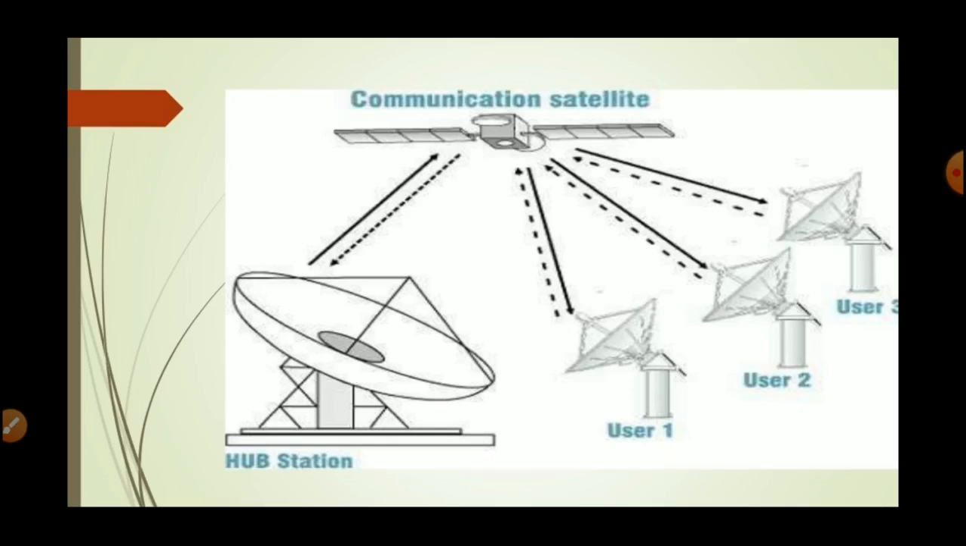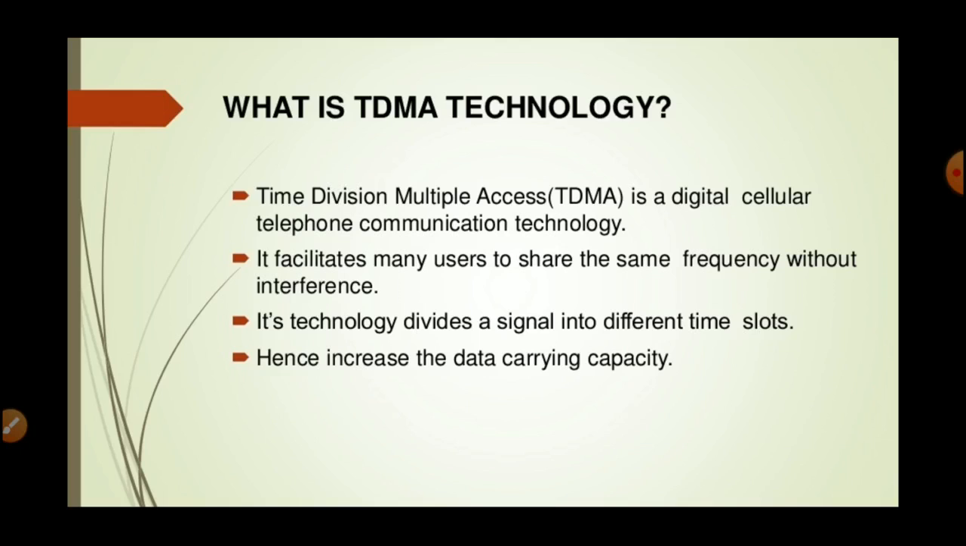Next one, time division multiple access. Figure shows communication satellites. One main is the hub station, user 1, user 2, user 3. What is TDMA? Time division multiple access is a digital cellular telephone communication technology. It facilitates many users to share the same frequency without interference. Its technology divides a signal into different time slots and increases the data carrying capacity.